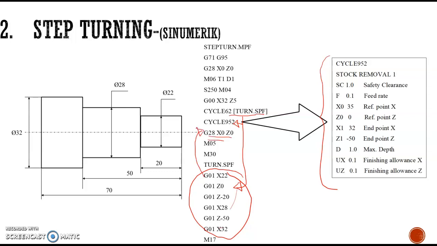At this point, the tool will be brought to the home position, then the spindle is stopped, and by this M30, the program ends here.